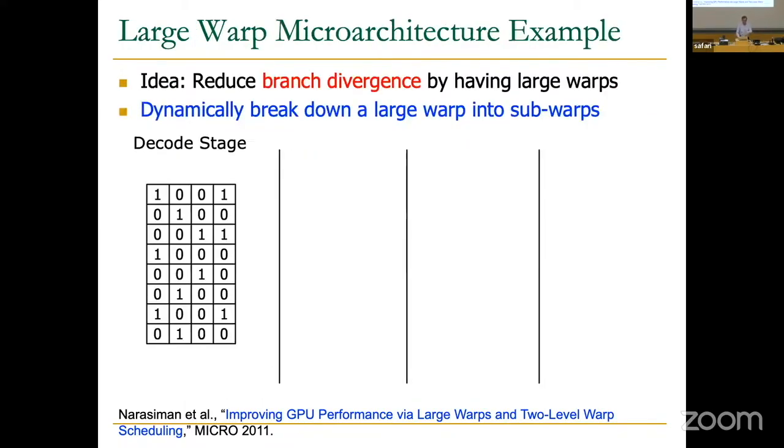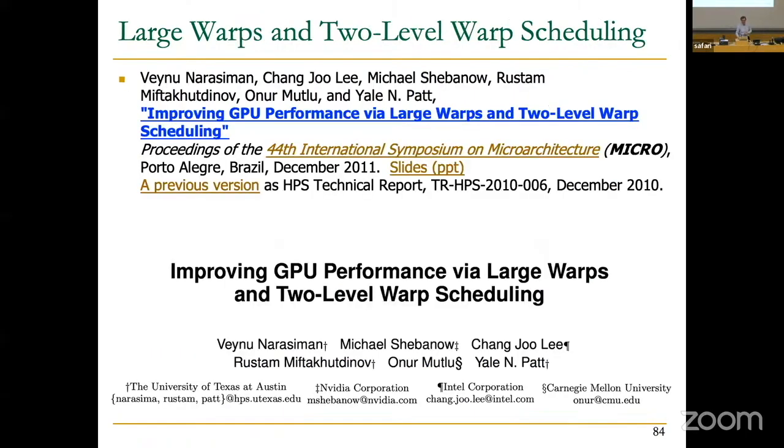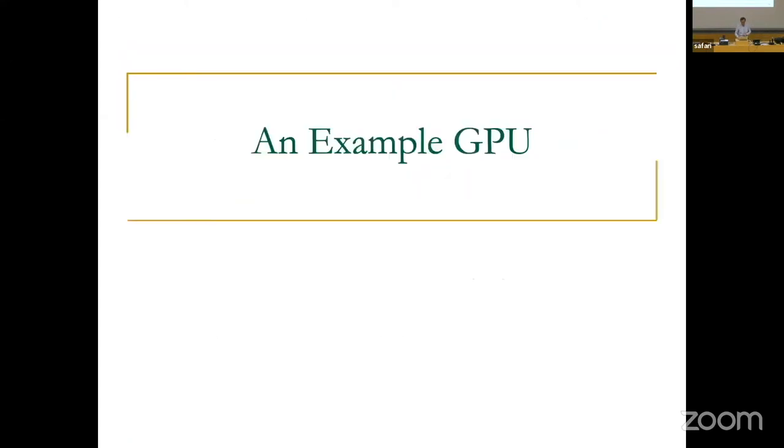So this I'm going to skip over. If you're interested, you can look at it. But this shows that by having a large warp and breaking it into subwarps, you can actually find a lot more parallelism internally, such that you can keep these subwarps filled and increase the SIMD utilization. Again, I don't have time to talk about it because I want to talk about some real GPUs relatively quickly. So this is just to foreshadow that there are a lot of interesting things going on in GPU systems.